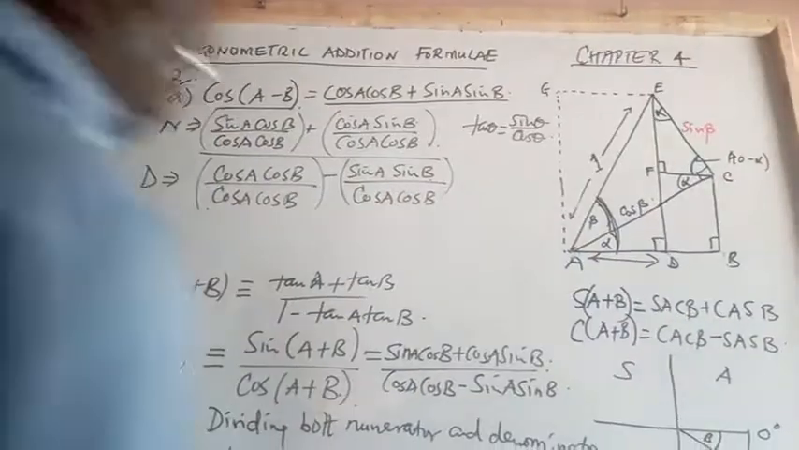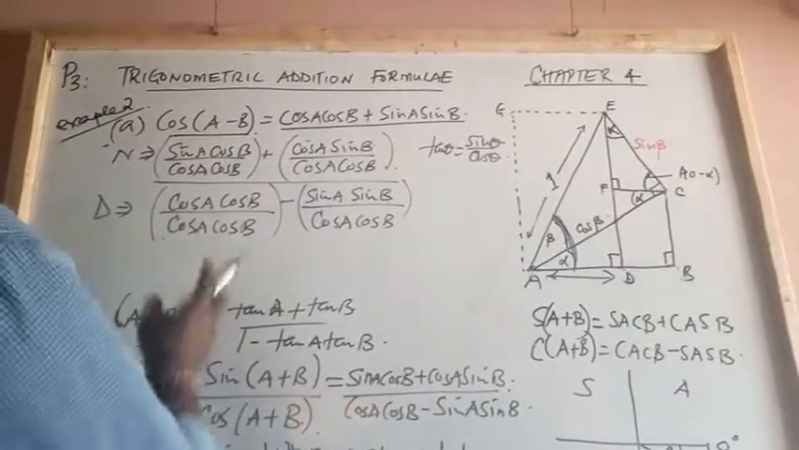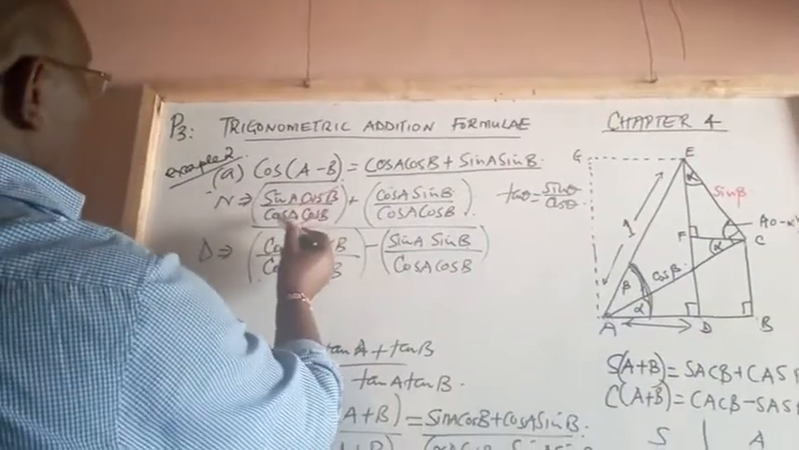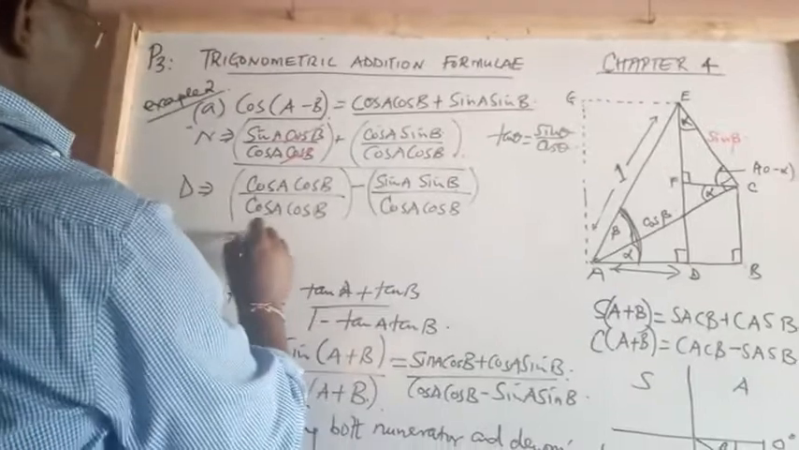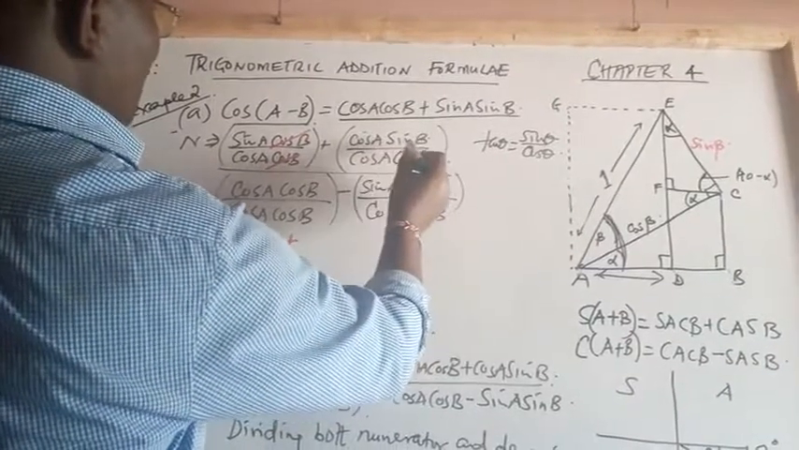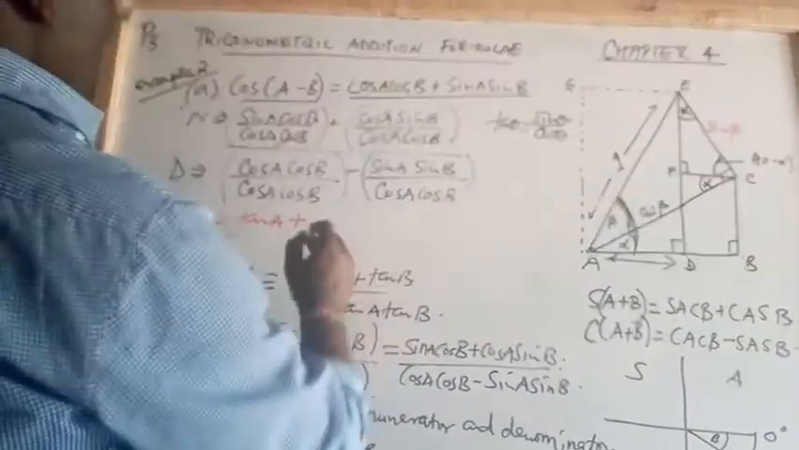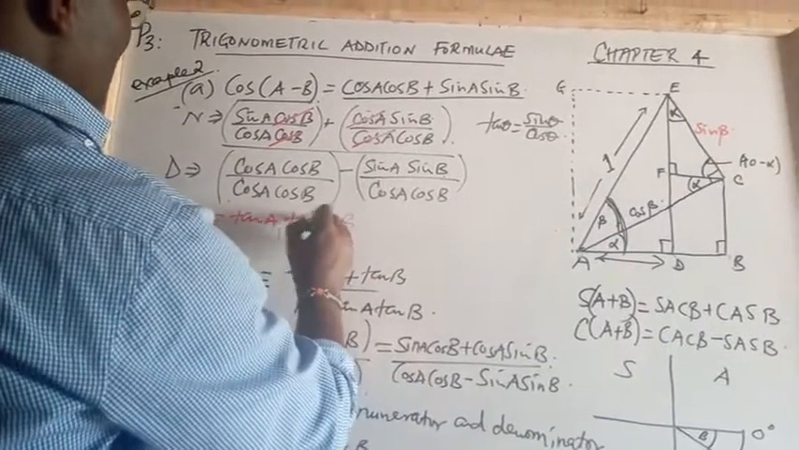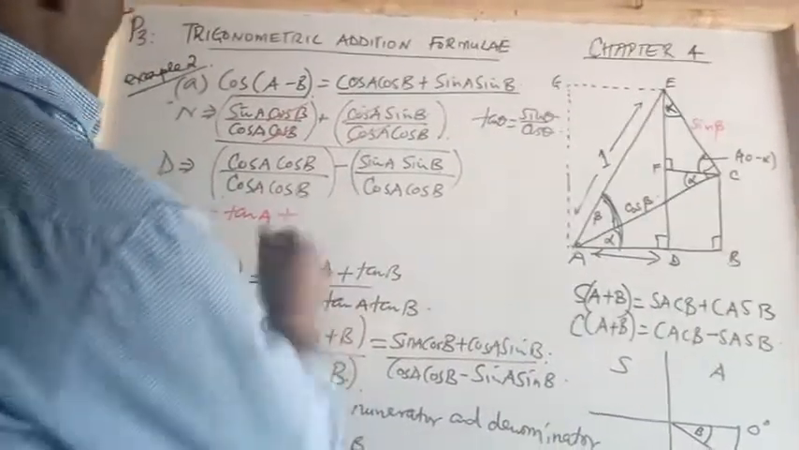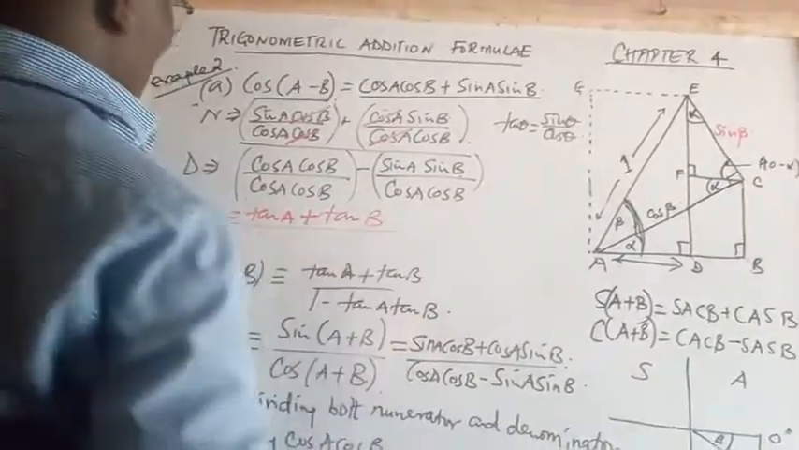If we work on the brackets, we cancel out cos B and cos B, and we are left with sin A over cos A, which is tan A, plus cos A sin B over cos A cos B. Cos A cancels out with cos A, and we are left with sin B over cos B, which is tan B. That is the result of the numerator.